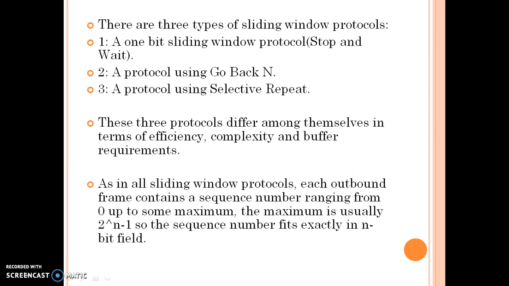So there are basically three types of sliding window protocols. The first one is a one-bit sliding window protocol, that is stop and wait. The second is a protocol using go back N, and the third is a protocol using selective repeat. These three protocols differ among themselves in terms of efficiency, complexity, and buffer requirements.